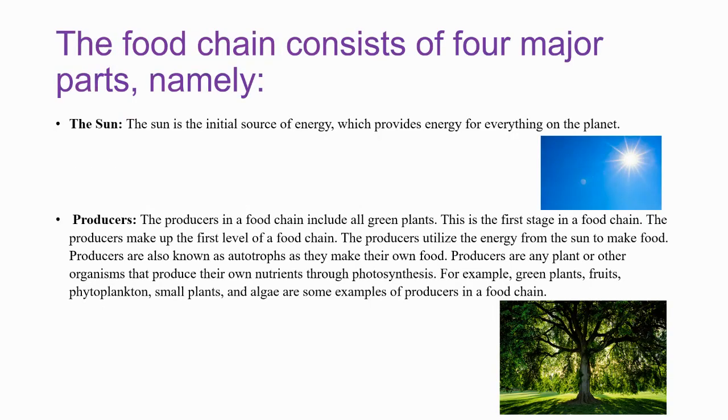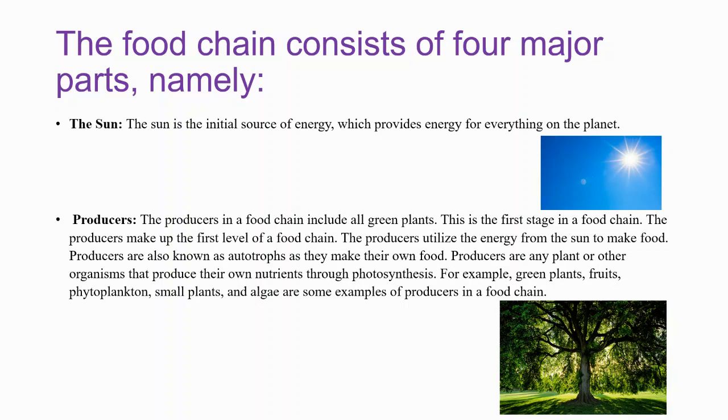The food chain consists of four major parts, namely the sun. The sun is the initial source of energy, which provides energy for everything on the planet. Second comes the producer. The producer in a food chain includes all green plants. This is the first stage in a food chain. The producers make up the first level of a food chain.